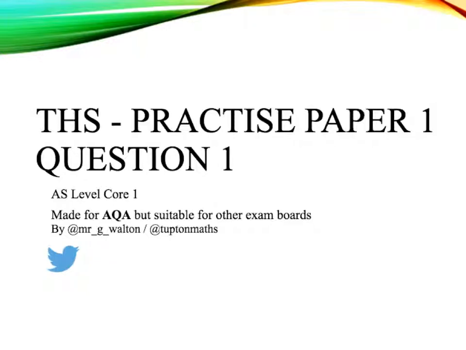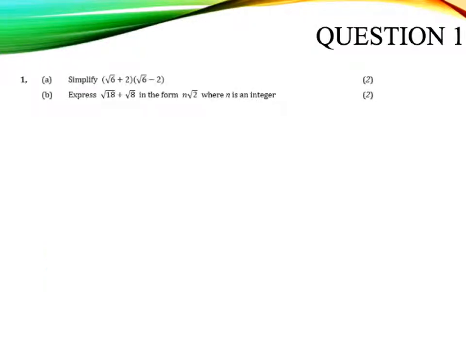Okay, question 1 says simplify these surds here in part A, and part B, express root 18 plus root 8 in the form n root 2, where n is an integer. I'll do part A first.